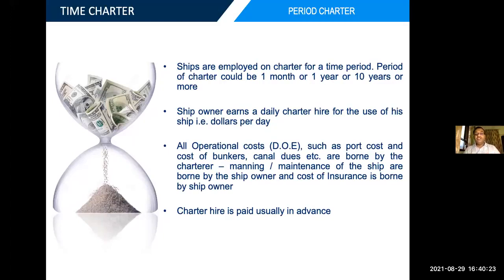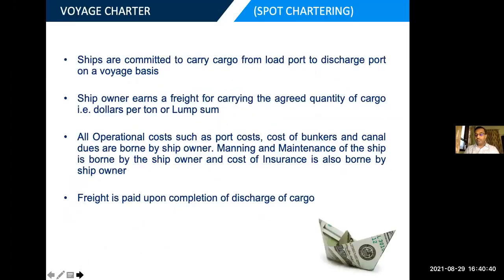Okay, charter hire is usually paid in advance. When the ship is deployed on time charter, charter hire generally you collect in advance. One month advance, 15 days advance is what you generally collect. Now let's look at the next slide, that is voyage charter.